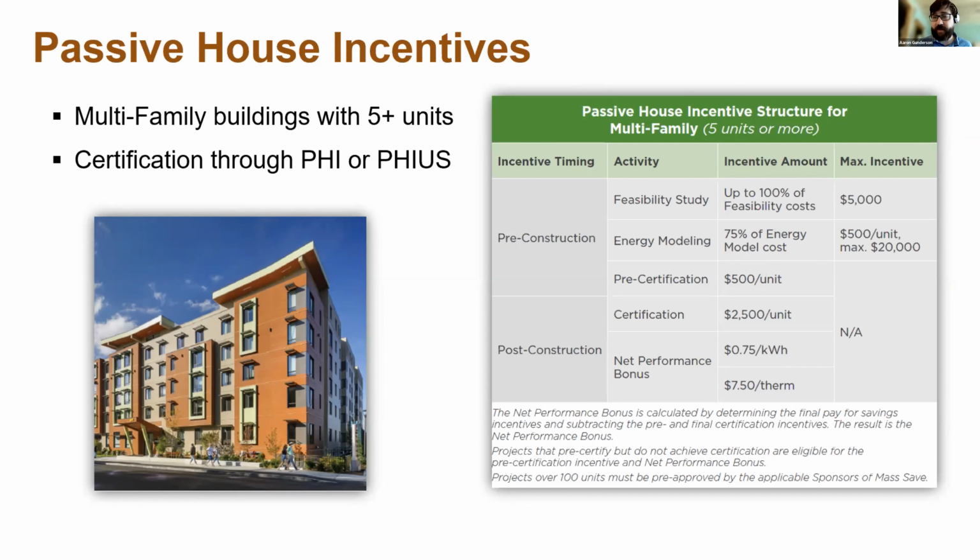I would say that for most projects, even in the very early stage, if you're not sure if you're going passive house yet or not, take them up on the feasibility study. They will cover that, whether or not you go through with passive house certification. So it's a great way to dip your feet into it and see how it goes. And hopefully it works out for your project and you can get the full incentives. But this is a great program.